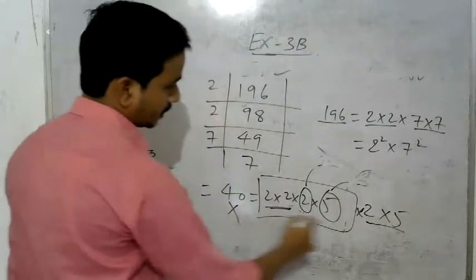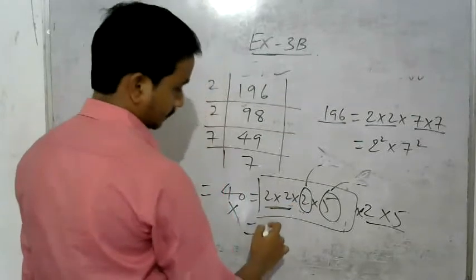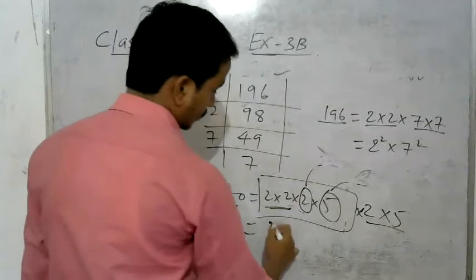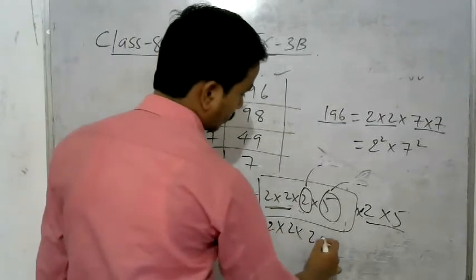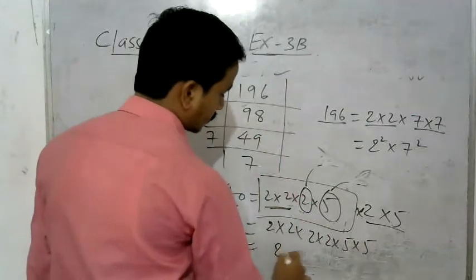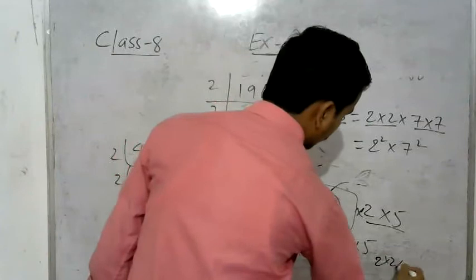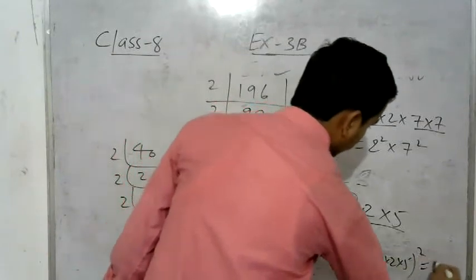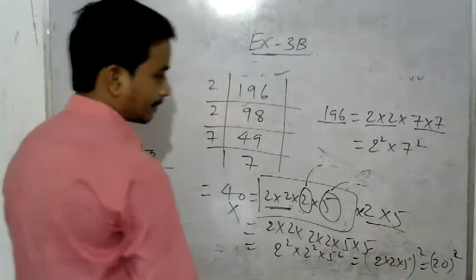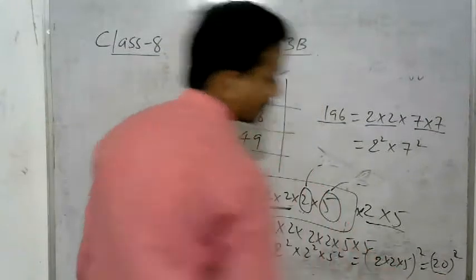Now let us find the perfect square number we get. So 2 into 2 into 2 into 2 into 5 into 5, and you can write it as 2 square into 2 square into 5 square. That is equal to 2 into 2 into 5 whole square, that is 20 whole square. So the perfect square number you are getting is 400, and it is the square of 20.